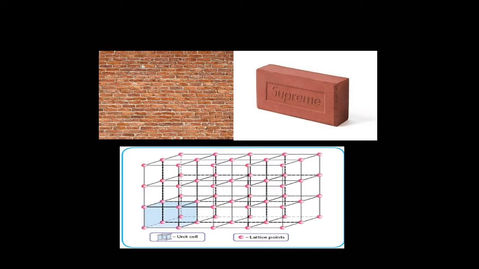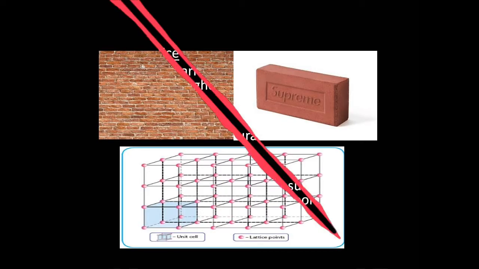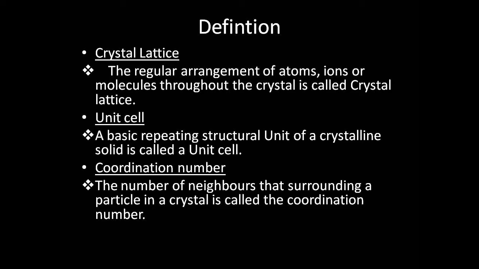In the third diagram, I showed you what is called a crystal lattice. Here, the atoms, ions and molecules are arranged in a regular three-dimensional pattern, that is called the crystal lattice. Here, the basic repeating structural unit of the crystalline solid is called the unit cell. So, the definition of crystal lattice is the regular arrangement of atoms, ions and molecules throughout the crystal.